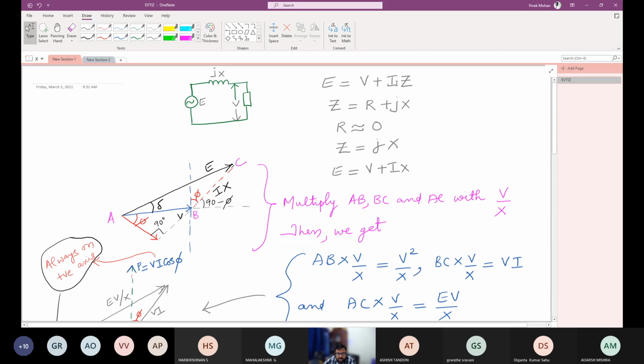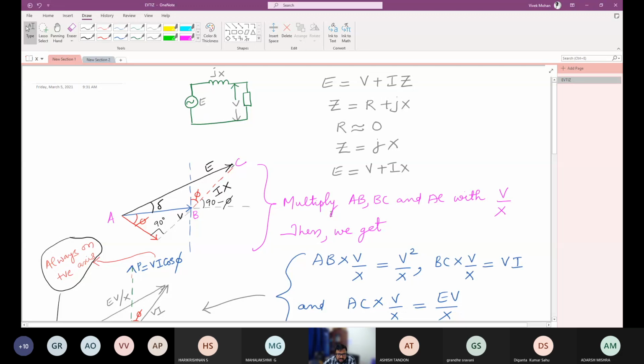Now, initially, if we don't discard the resistance, then E equals V plus IZ, as you may know, where Z, the impedance, is equal to R plus jX. And for the purpose of simplified equivalent circuit, we discard R. So impedance we assume as jX only. So the induced EMF equals V plus IX.